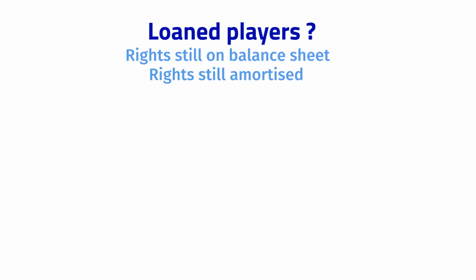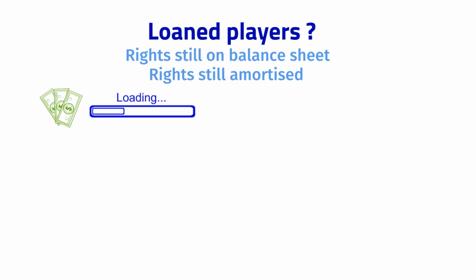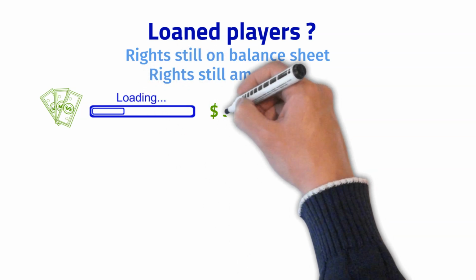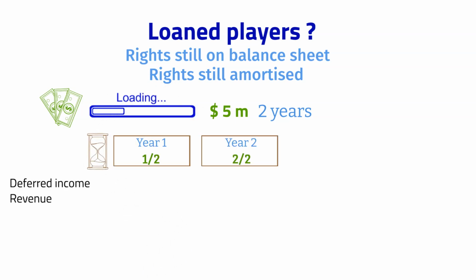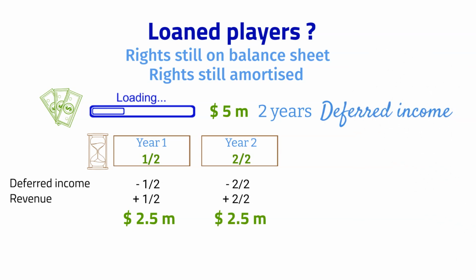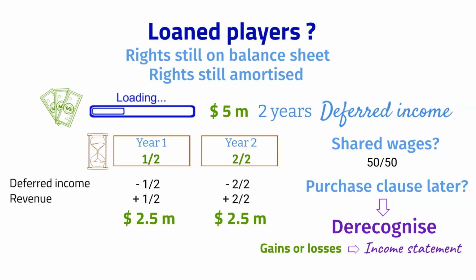Now let's imagine you want to loan out a player and not permanently transfer him. With the loan, the owning club keeps the intangible and continues amortizing. The loan fee received is typically recognized as income over the loan period. For example, if you received 5 million for 2 years, you will recognize 2.5 million per year as income, though you have received all the cash already. It's deferred income. If wages are shared, each club expenses its share. If a mandatory purchase clause triggers later, then derecognize the asset at that time and record gain or loss.